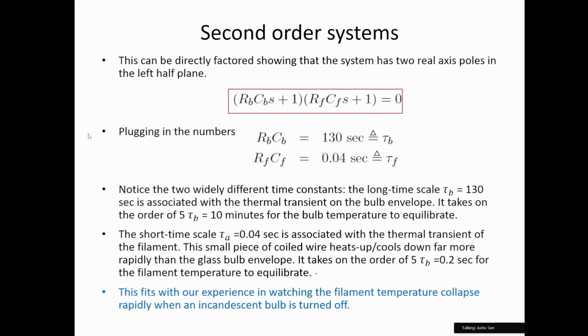And that is something you actually see in daily life, right? The filament, which is red hot because of its very high temperature, almost instantly cools down to a very low temperature because the time constant is so small, and then you do not see that radiation coming from the bulb after you switch off. This fits with our experience in watching the filament temperature collapse rapidly when an incandescent bulb is turned off. As soon as you turn off, the temperature cools down so rapidly that you don't see the glow anymore.